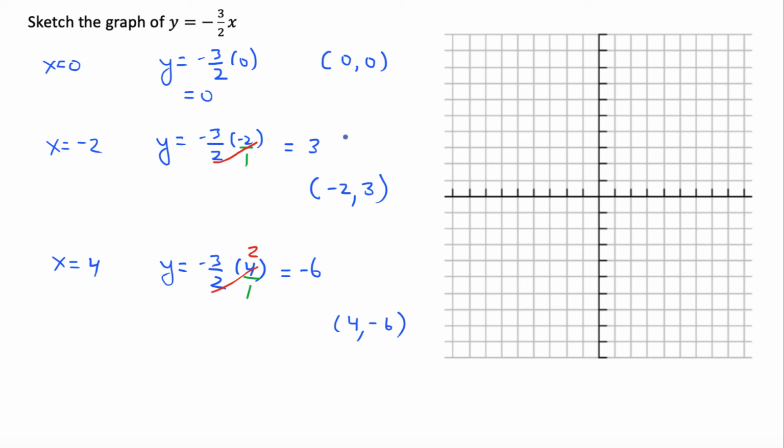Okay, now these are just the 3 that we've chosen here, right? You can pick really any values that you want. You can even pick values of y and then solve for x. Okay, of course you just got to make sure that you do the algebra correctly.